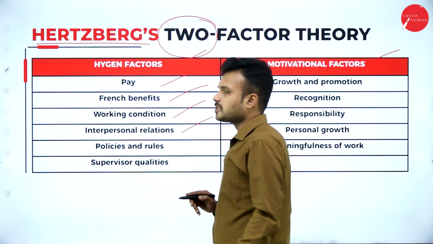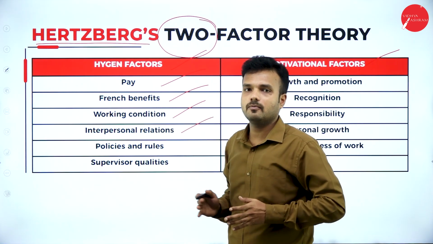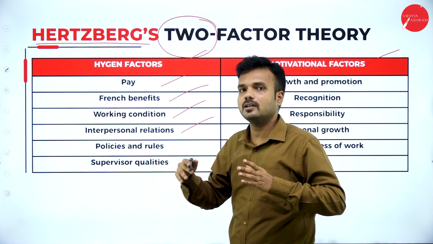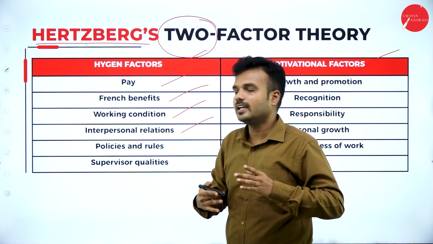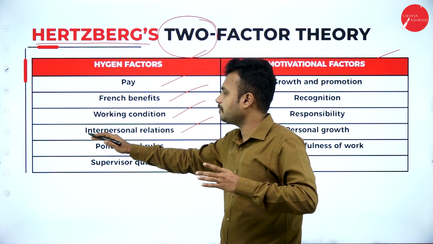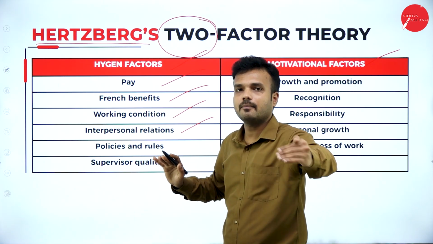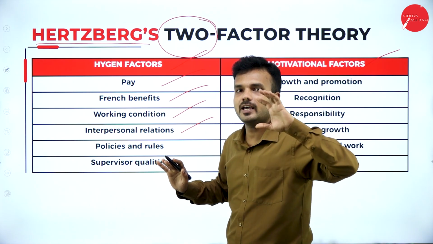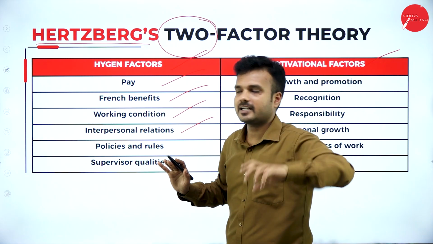Interpersonal relationship: there must be a good relationship among the workforce, and this good relationship helps in doing the work effectively and efficiently. If there is a good relationship in the workforce, there will be proper communication, there will be proper teamwork, and there will be a proper way of reaching the goal effectively.